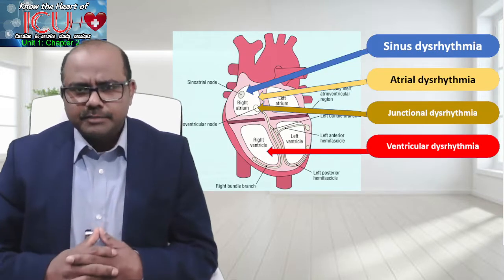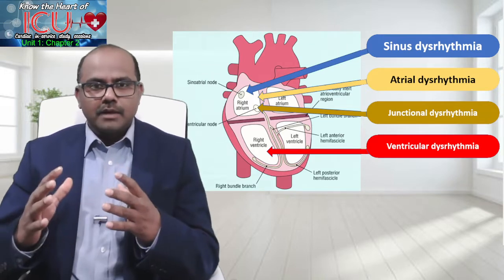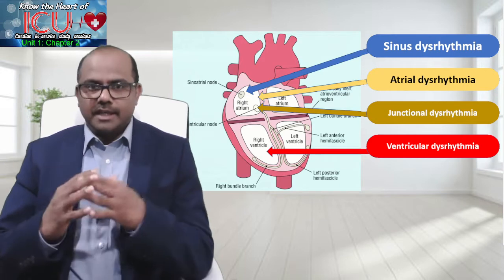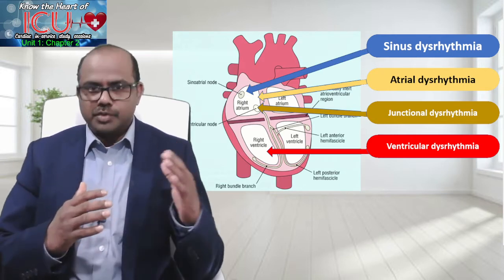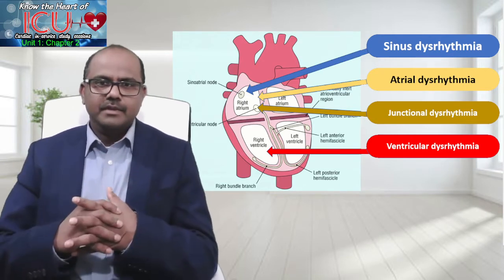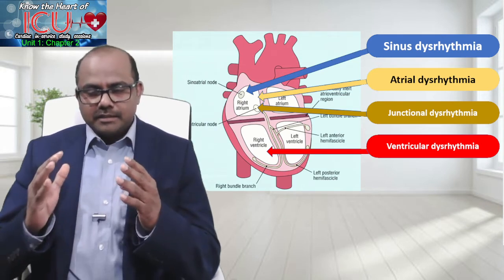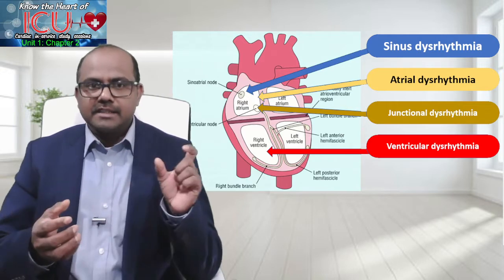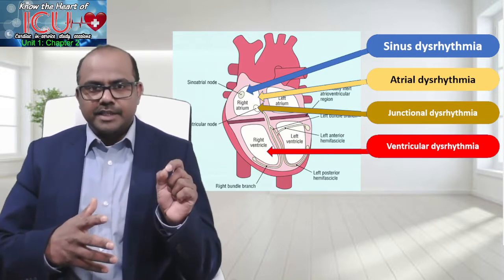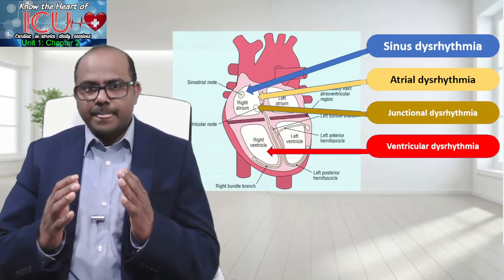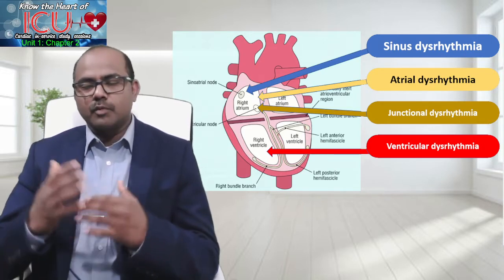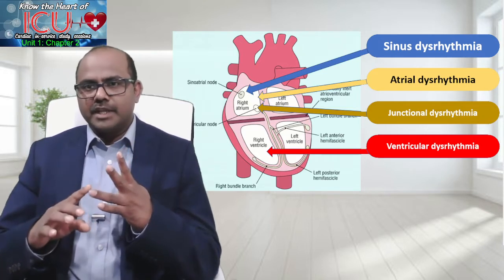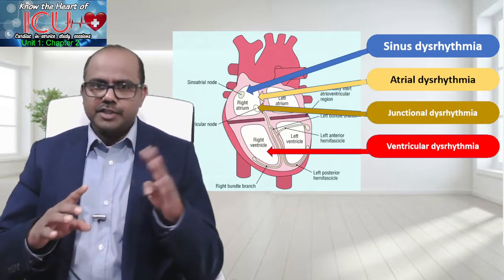When it comes to dysrhythmia, everyone knows many abnormal rhythms, but it is important to organize them based on the source. Then it's easy to remember. The cardiac impulse is generated in which part of the heart? That is a crucial question. Where is it generated? Where does this abnormal rhythm come from? Based on that, we can divide the abnormal rhythms into four: sinus, atrial, junctional, and ventricular.